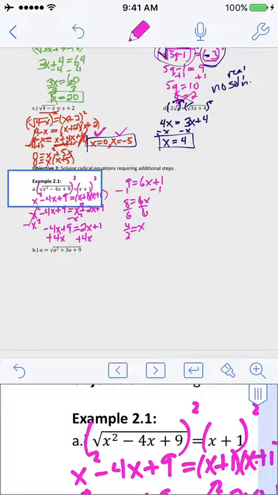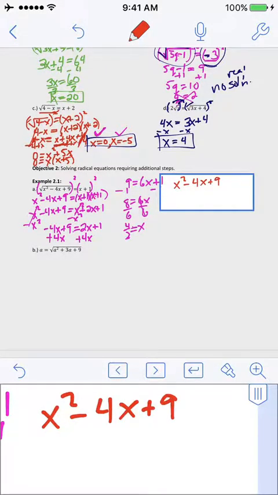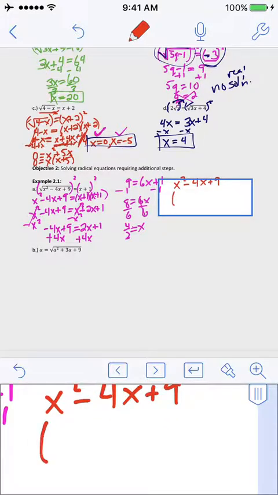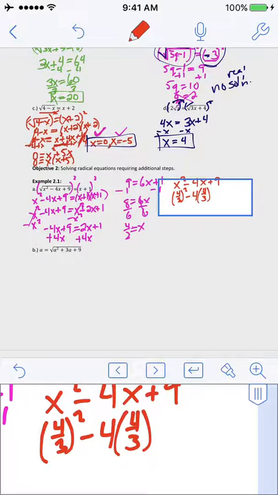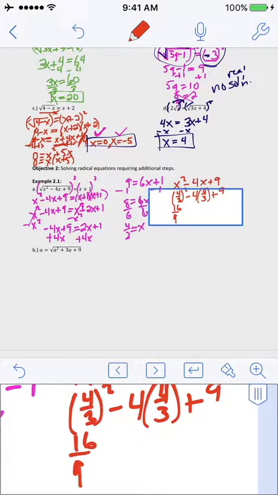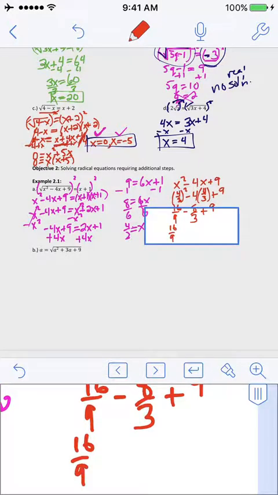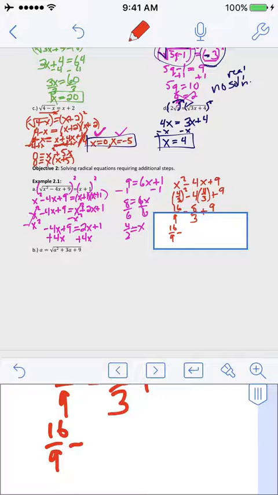Let's see, is that going to equal 0? So let's plug it in and find out. X squared minus 4x plus 9. Hopefully that does not equal a negative number when I plug in 4/3. So let's try that. 4/3 squared minus 4 times 4/3 plus 9. Well, 4/3 squared is 16/9, right? Then 4 times 4/3 is 16/3. Common base, 16 over 9 minus, times 3 times 3, 48 over 9.